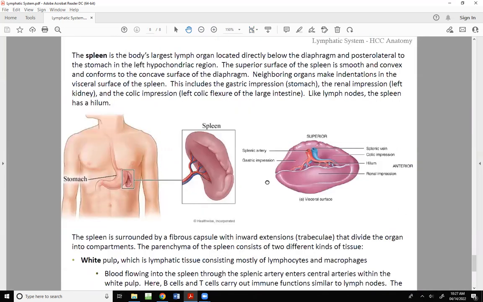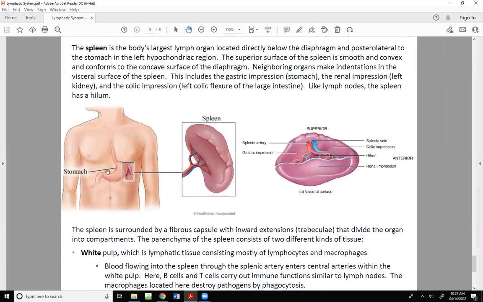It is located directly below the diaphragm, which once again is that muscle that separates the thoracic and the abdominal pelvic cavities from one another. It's posterior lateral, so it's a little bit behind and a little bit to the side of our stomach and the left hypochondriac region of our abdominal pelvic cavity.